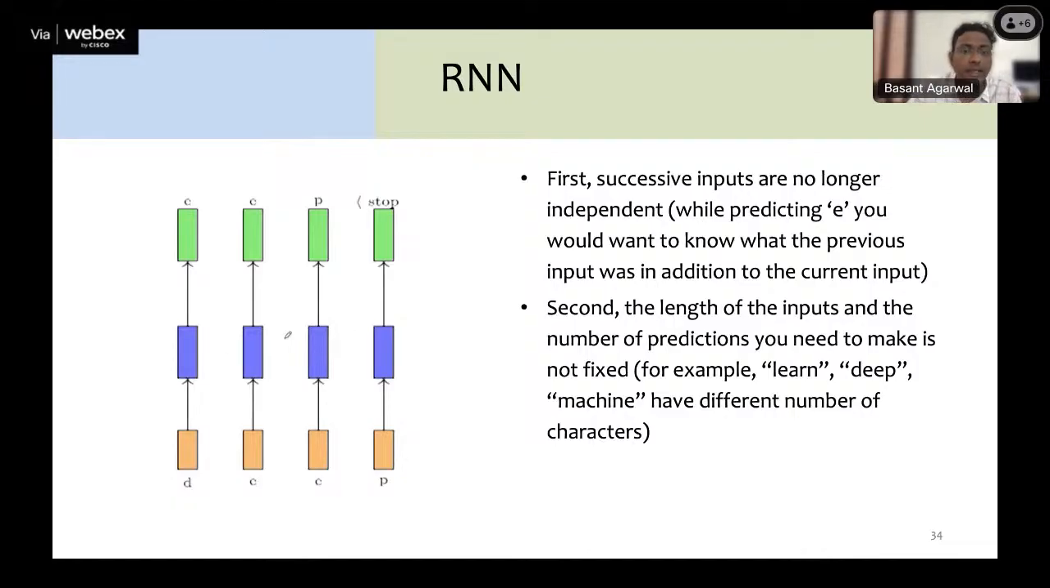So the first thing with this architecture, we can ensure that, given any character, we are predicting based on the previous input, and also there is no fixed length input in this architecture. The rest of the conditions we will also see again.